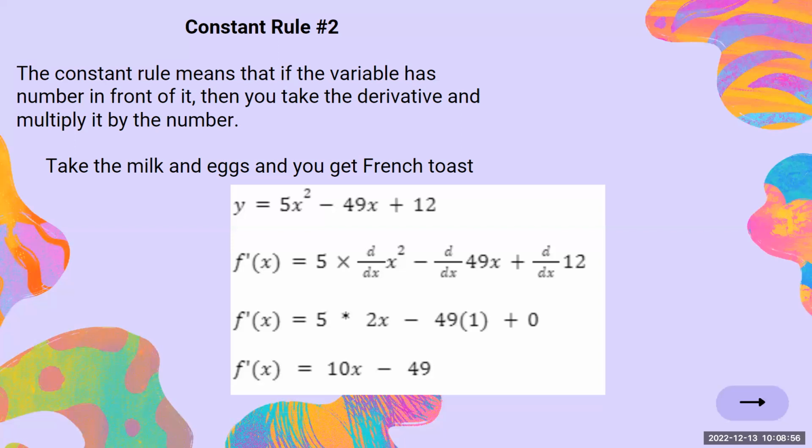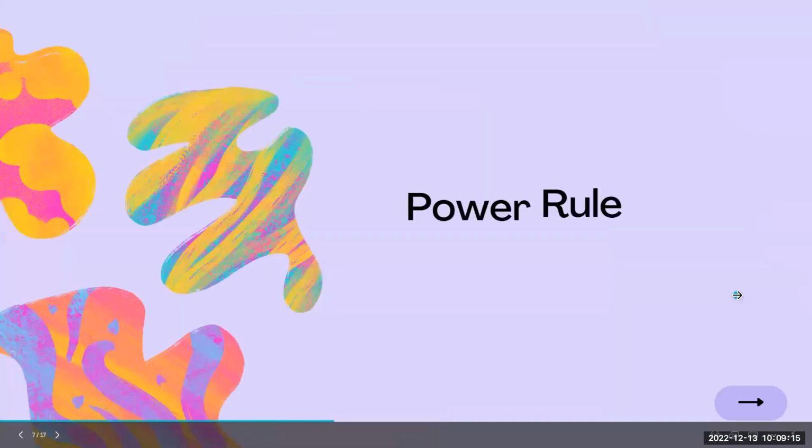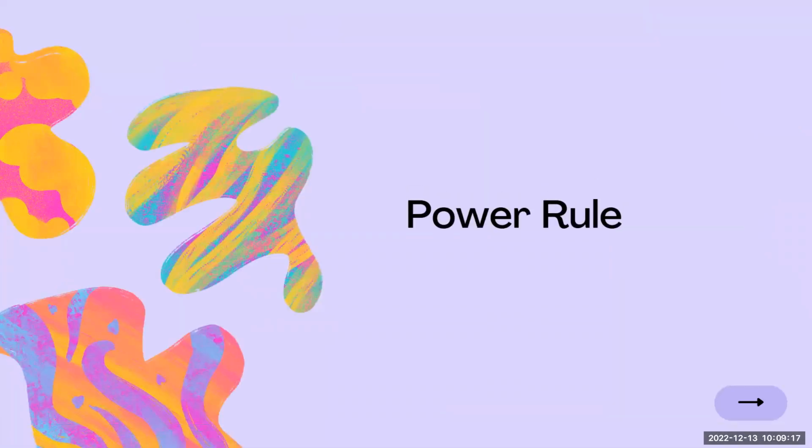And then for 5 times 2x, the catchy phrase for that is: take the milk and eggs and you get French toast. So you take the 5, which is the eggs, and then you take the milk, which is 2x, and you get 10x minus 49. And now that's your French toast. Next slide. And I'll be passing it on to, I think it's Io Dele.